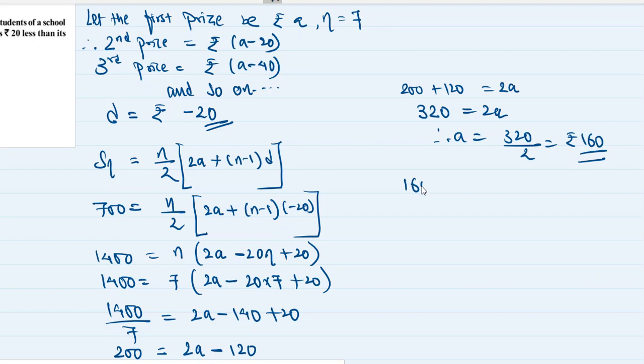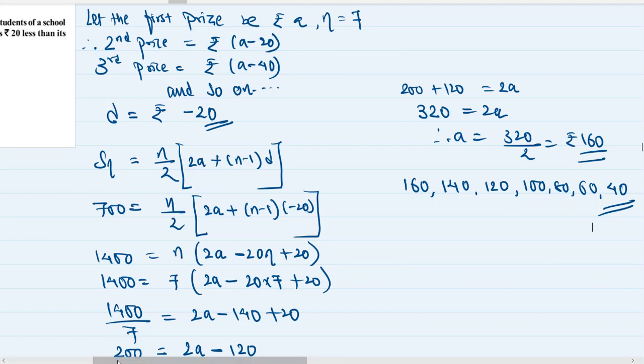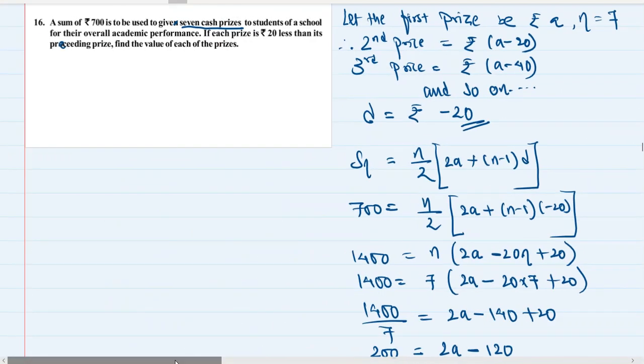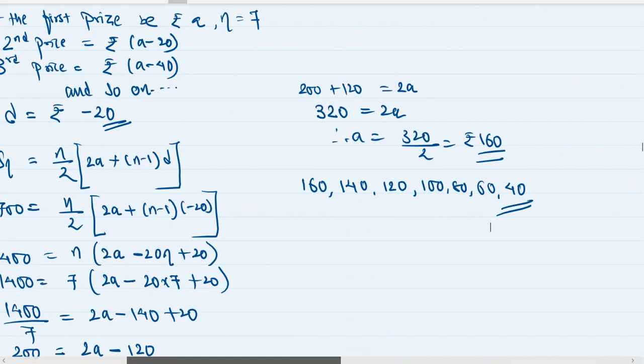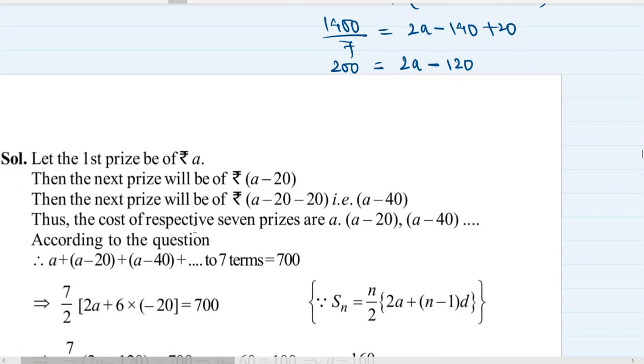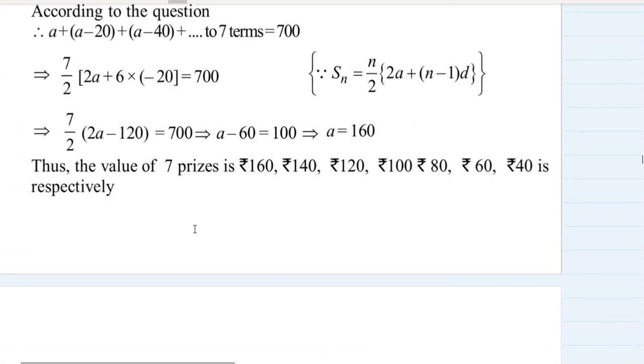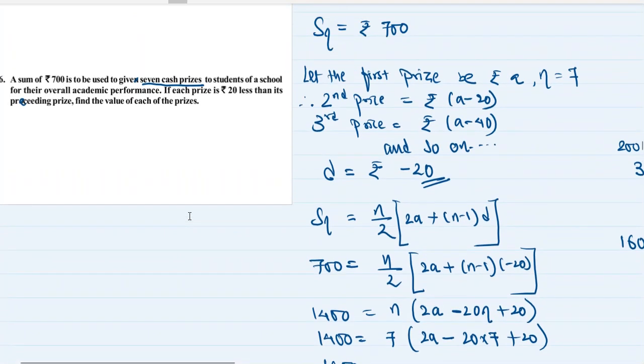Okay. Second prize will be 20 less than rupees 160. That is rupees 140, 120, 100, then 80, 60, and 40. So these are all the prizes whose sum, if you add all of them, you get 700. Number of prizes are 7, and each prize is rupees 20 less than the preceding prize. Okay, so let's check whether we are correct or not. Yes, we are correct. So I hope you understood this.